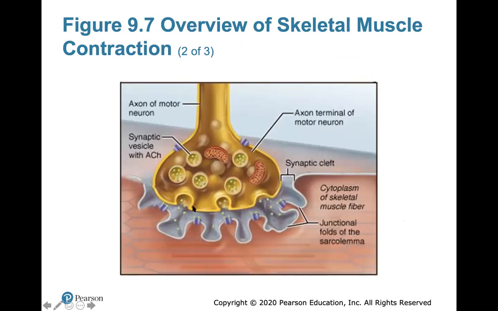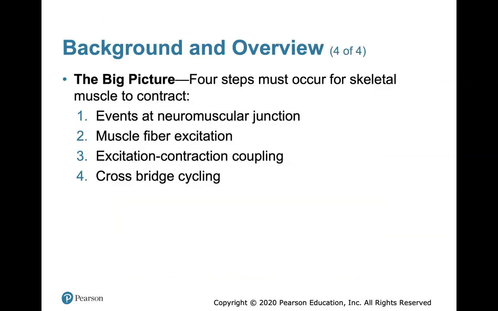The acetylcholine will travel through the synaptic cleft and bind to receptors on the junctional folds of the sarcolemma. When acetylcholine binds to those receptors, that is what will begin the action potential that will travel into the muscle fiber.